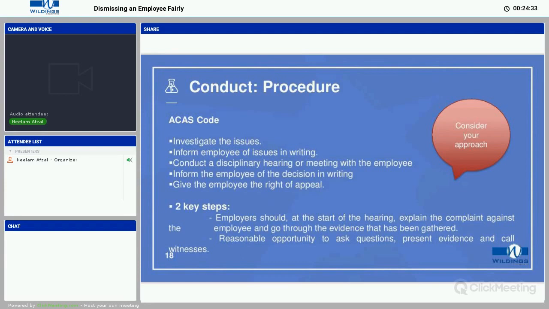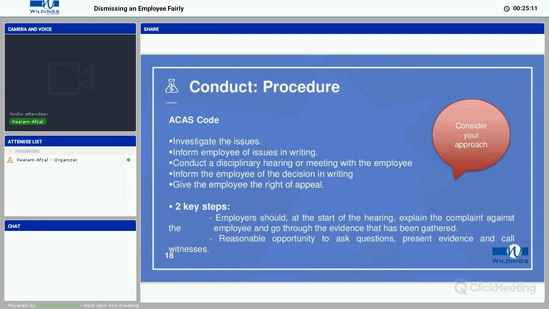So just an overview: investigate the issues, inform the employee of the decision, conduct a disciplinary hearing, provide the decision in writing, give the employee the right to appeal. And I would stress that there are two really key important things to look at when you're conducting meetings. At the start of a meeting, explain to the employee all the complaints, go through the evidence that's been gathered, and give the employee the reasonable opportunity to ask questions, present any evidence he or she has, and call any witnesses. It's important to listen and consider your approach carefully before you conduct these meetings.